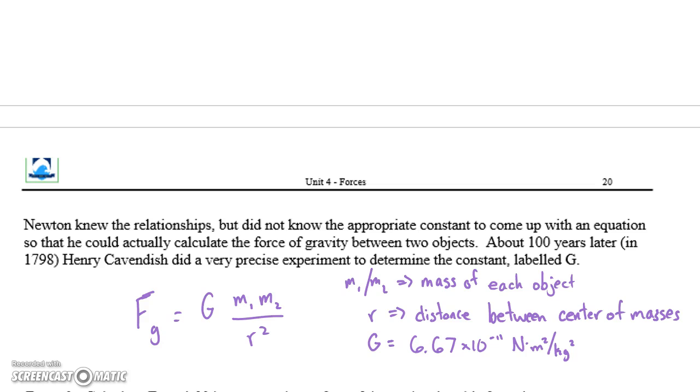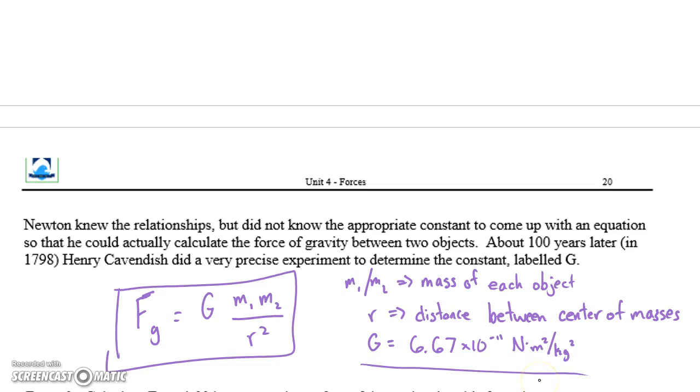And so we get a full equation of Fg equals big G times mass 1, mass 2, all divided by r squared, where we have the mass of each object, the distance between the center of the masses, and our constant value G, which is 6.67 times 10 to the negative 11 Newton meter squared per kilogram squared. It's a very, very small constant, and that affects how much gravity we have depending on our mass, because if the constant's very small, we have to have something very, very large to go against that very small number to make it somewhat big.